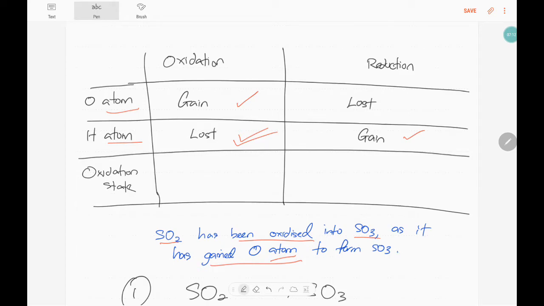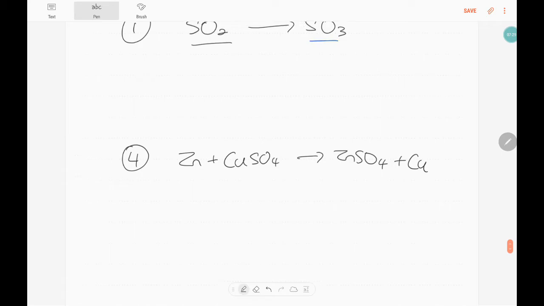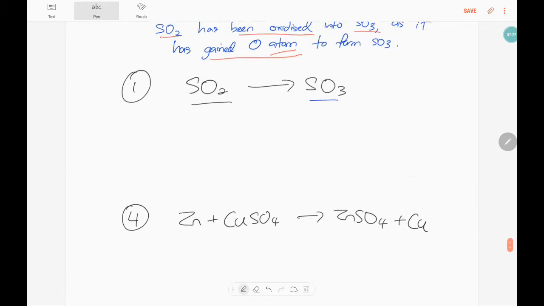So hopefully you can remember when there is an increase in oxidation state, we call that oxidation, and when there is a decrease in oxidation state, we call that reduction. So once again, going back to this question, how would you explain whether or not this is oxidation or reduction? I'll give you some time to try to deduce the oxidation number, and then pause and check the video for the answers.